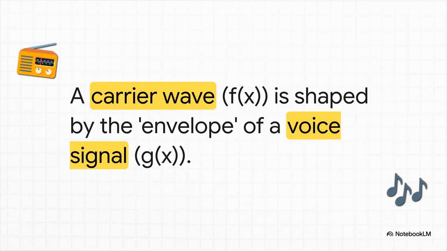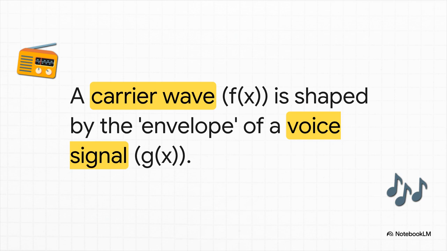And you've actually seen this in the real world, maybe without even realizing it. Just think about AM radio. You've got this high-frequency carrier wave, that's our f of x. It's just a pure, boring tone. Then you have the sound of my voice, that's our g of x. When you multiply them, the shape of my voice becomes the envelope that squeezes and shapes that carrier wave.